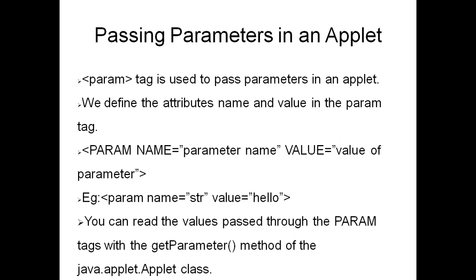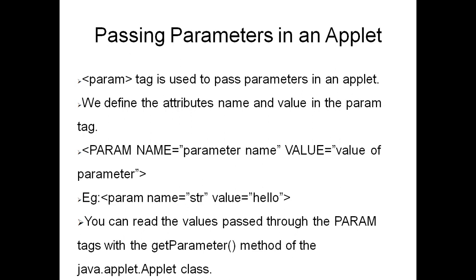So the name indicates the parameter name, say a variable name, and the value indicates the value of the particular parameter. If the name is A, the value is 10. That means whenever you use the particular parameter, its value will be 10. So the param tag is defined in this format.